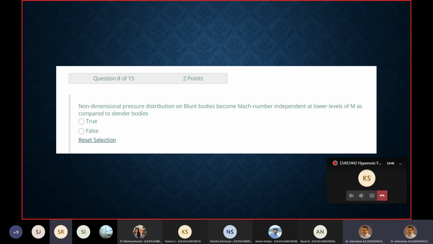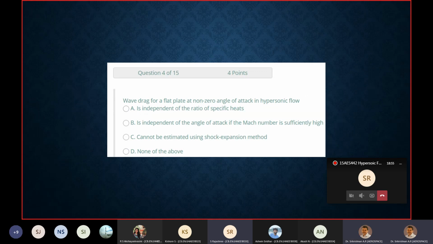Excuse me, sir. Please, yeah. Sir, I have a question. I have a doubt in the previous question. Yes, this one. If it's a flat plate with zero angle of attack, there is no disturbance in the flow for it to cause an oblique shock, right? So we can't estimate it using the shock expansion method, right?